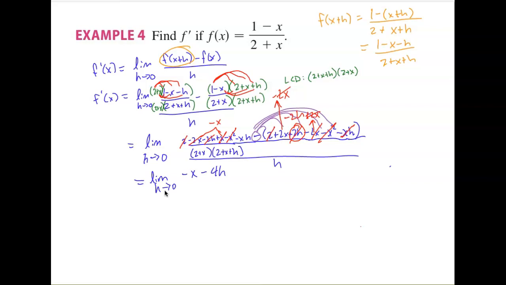So if you see something that I did, let me know. What I'm getting is negative x minus 4h, all over 2 plus x times 2 plus x plus h. And we still have that all over h. And I can put that h over 1, so now I have a fraction divided by a fraction. Yeah, I sure did screw something up. Damn it. I left something out. Hold on.